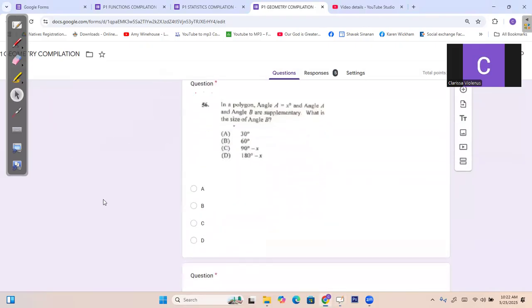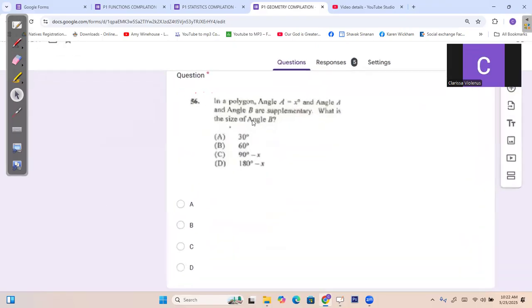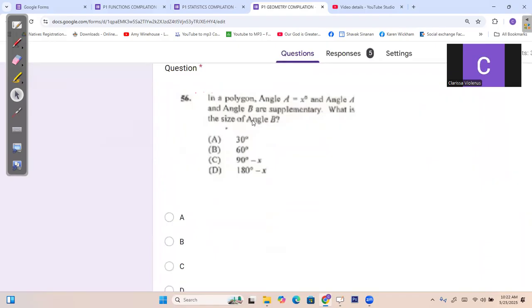In the polygon, I can't see what this is. A is equal to, I don't know, X degrees. In a polygon, angles A and B are supplementary. If A and B are supplementary, that means A plus B equals 180. And if A is equal to X, X plus B is equal to 180. So B is equal to 180 minus X. So that would be D.